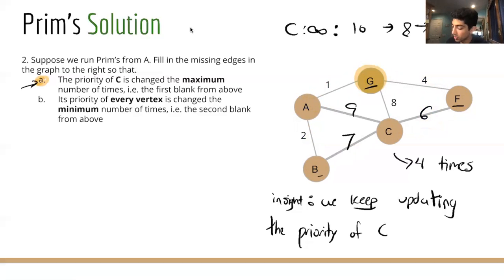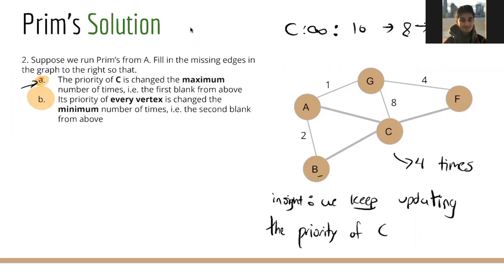Okay, so for the next part, we want the priority of a given vertex to be changed the minimum number of times. All this is saying is that every time we see a vertex, we know that that's the best way to get to that vertex. I like to think about it as Prim's never has to update after the first update, right? We update once and then we're done.